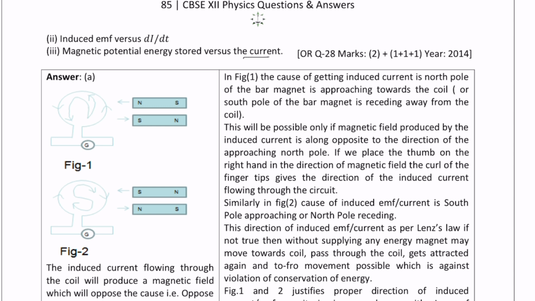So the first part we have already answered. If the north pole approaches or the south pole recedes, in both cases a north pole will be developed, correct? Second part, if the south pole approaches or the north pole recedes, then only a south pole will be developed. This part is clear. Okay, now come to this.